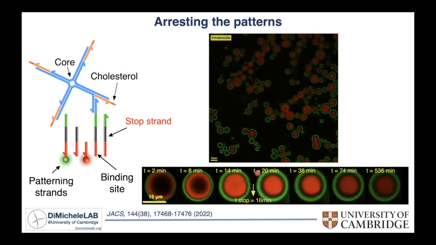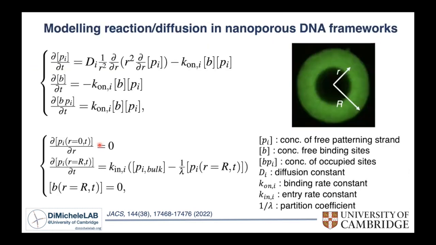After about 16 minutes, you add the stop strand, and the patterns simply become arrested, and they remain frozen for a very, very long time, indicating that we can indeed freeze these patterns. They remain frozen simply because the patterning strands will not come off spontaneously. They are long enough that they remain attached. They can only come off if they are displaced by another patterning strand. So if you remove the patterning strands, then the patterns remain frozen.